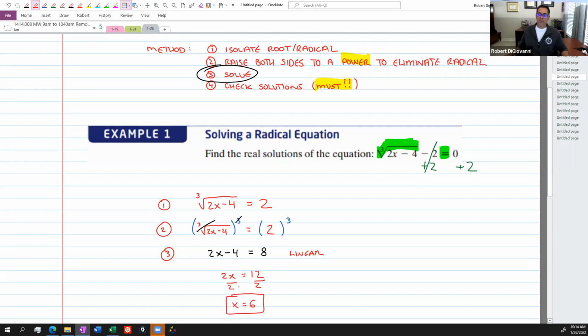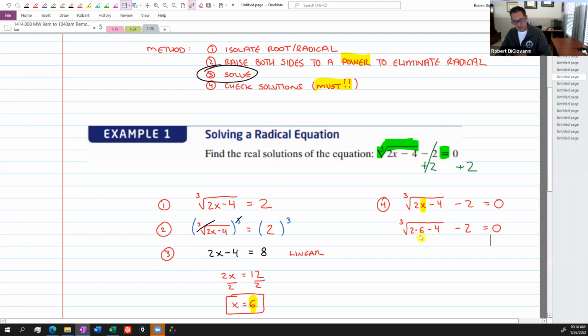Okay. Step 4, I have to check my answer. What that means is I've got to go back to the original equation and write it down. You've got to go back to the original, everyone. And now replace your x with your answer 6 and make sure that it works. So I have the cube root of 2 times 6 minus 4 minus 2 equals 0. 2 times 6 is 12.